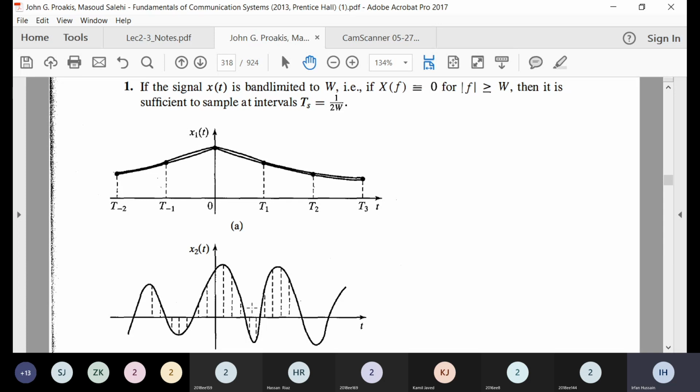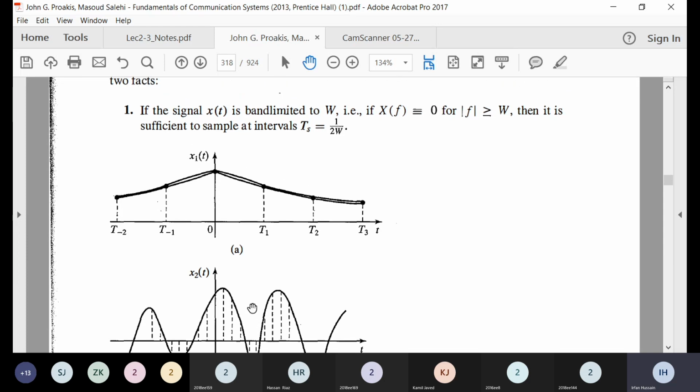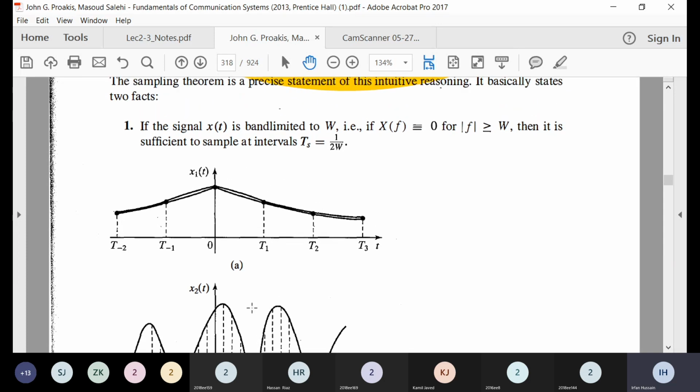So the sampling interval depends on the nature of your signal. In other words, if I write the signal in terms of its frequency domain, the highest frequency component present in my signal will determine the sampling interval, or you can say the sampling frequency.